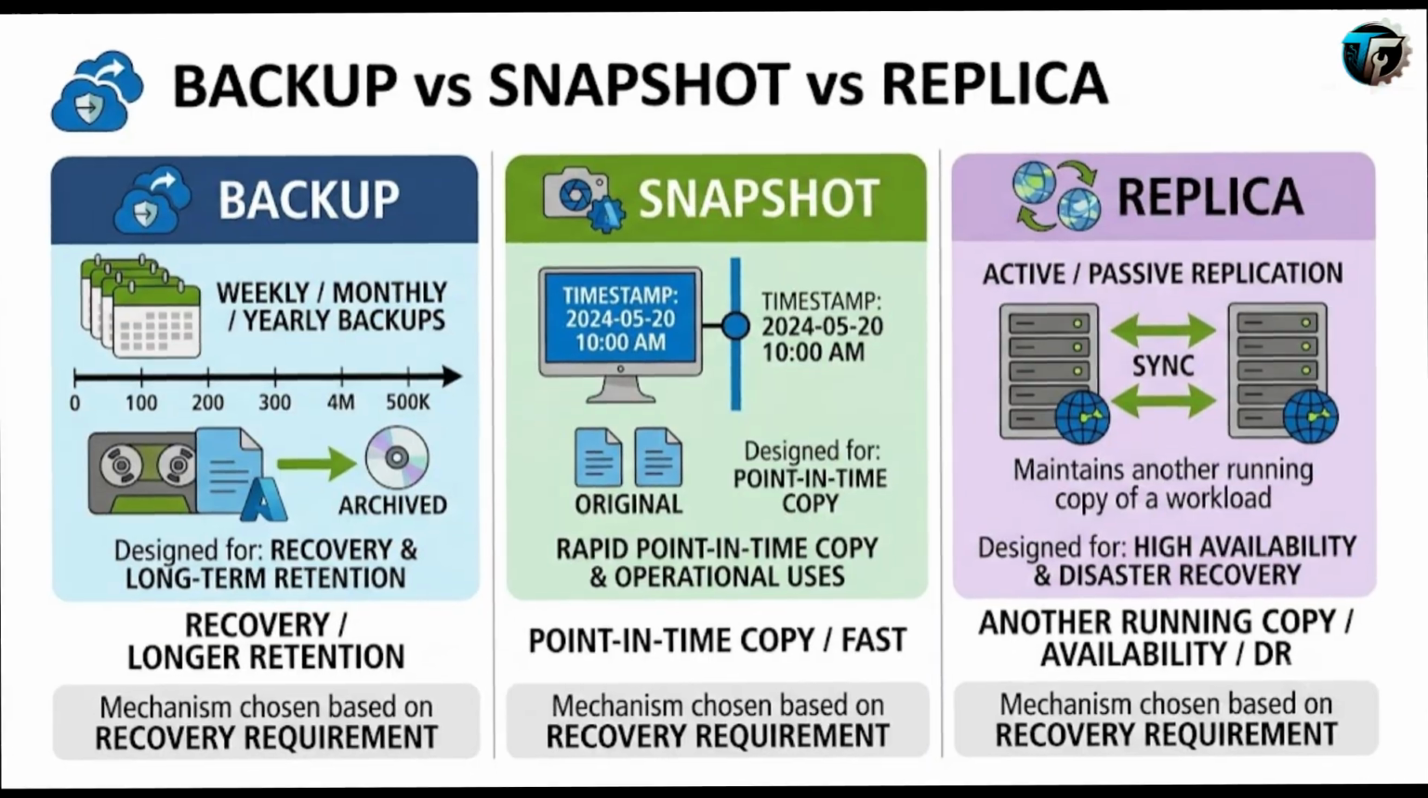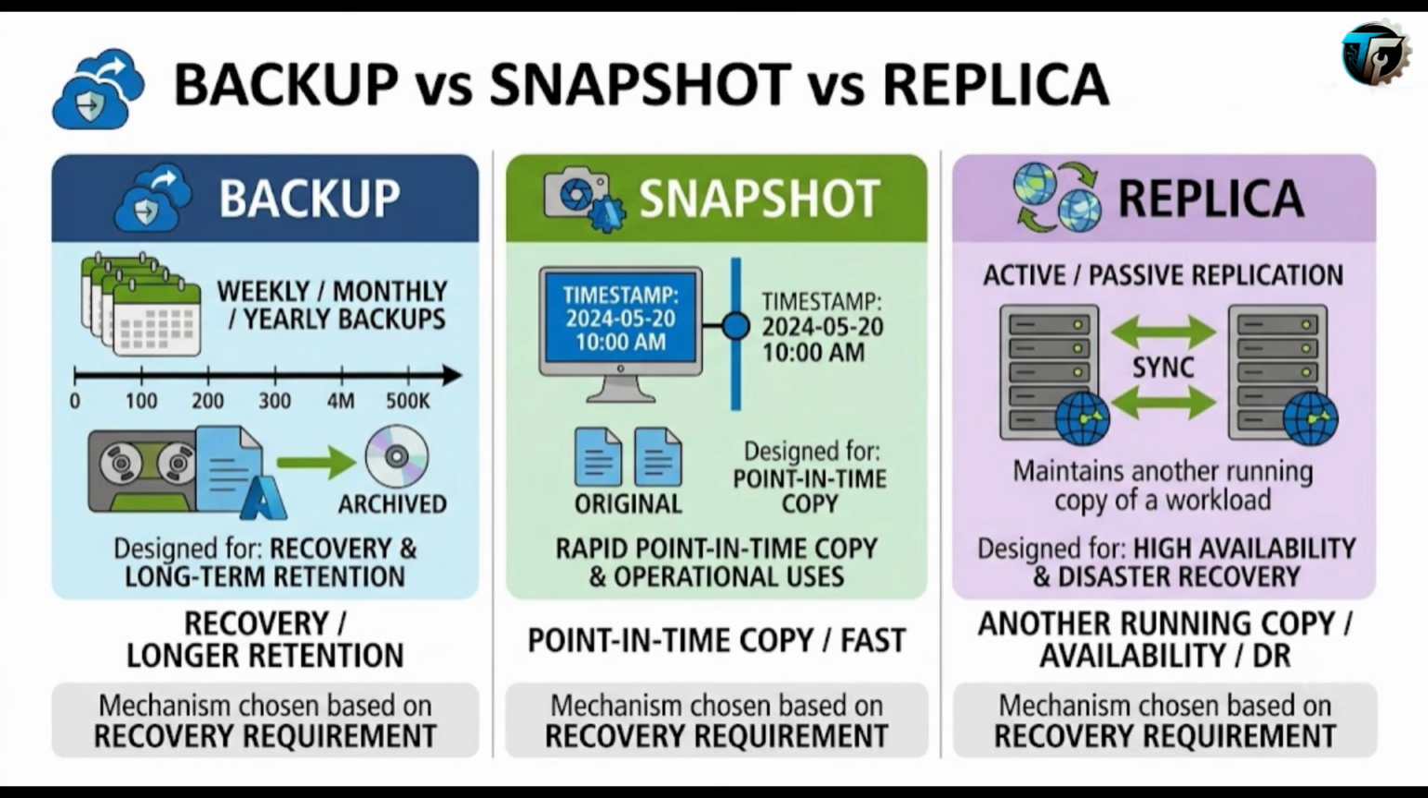Another common source of confusion is backup versus snapshots versus replicas. A backup is designed primarily for recovery and retention. A snapshot provides a point-in-time copy for supported scenarios and can be useful for rapid recovery or operational purposes. A replica is typically about maintaining another copy of a workload for availability or disaster recovery. These mechanisms solve different problems. A strong architecture chooses the right one based on the recovery requirement.